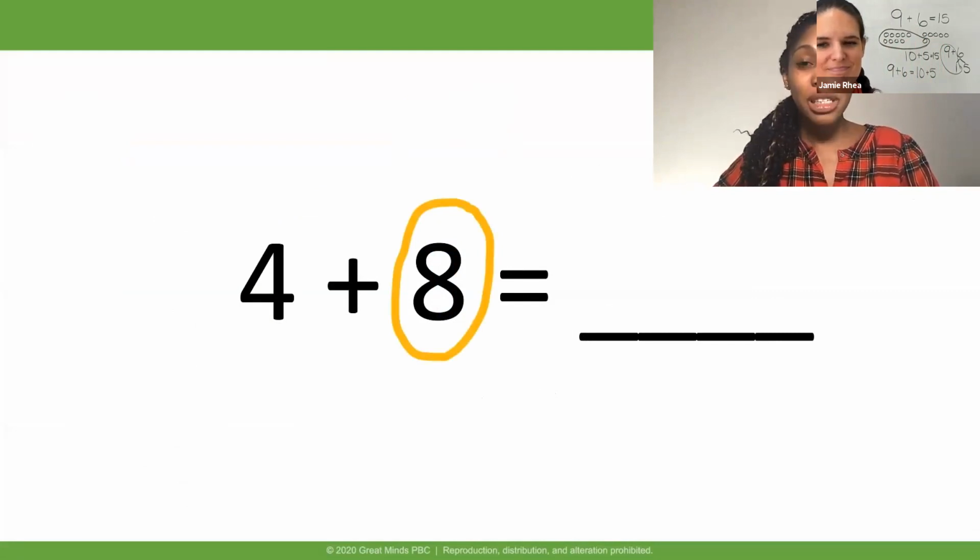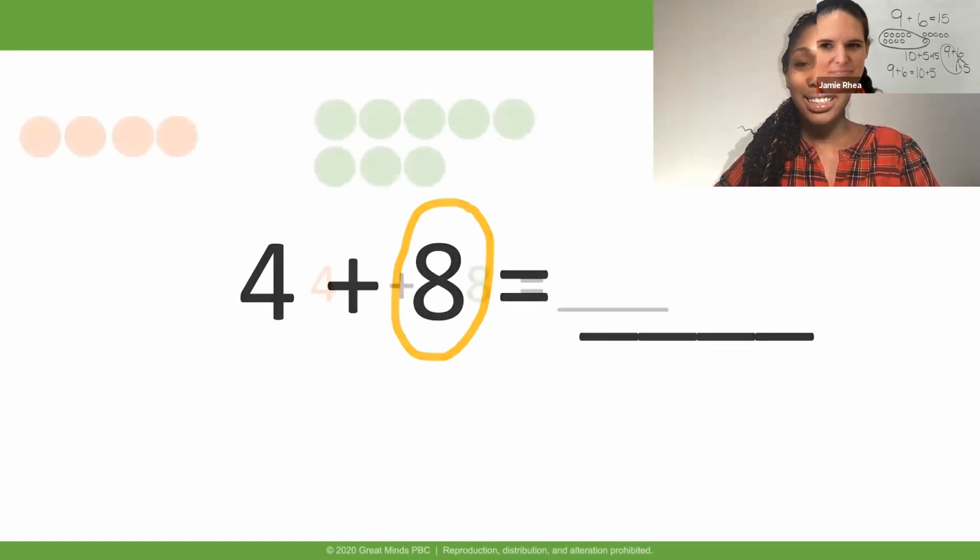As mathematicians, we know that 8 is only 2 away from 10. So it makes it simpler for us to find the missing part from 8 rather than 4. Let's go ahead and solve this together. Okay, I'm going to pause it for a second because we need to erase. So let's erase.